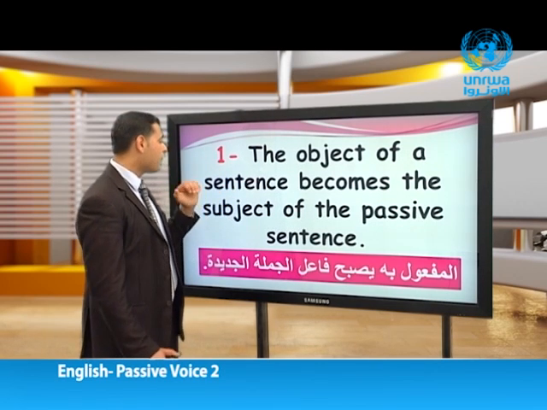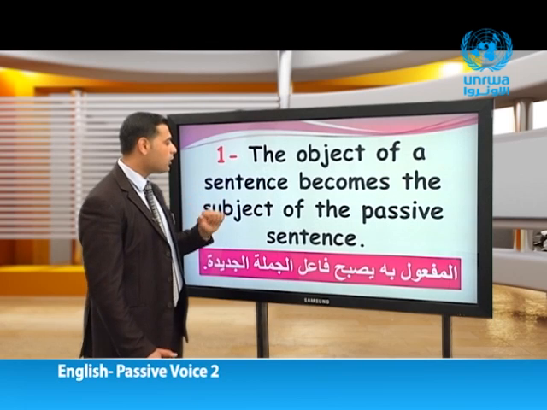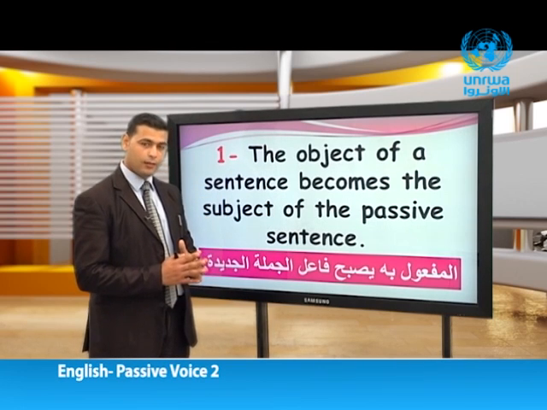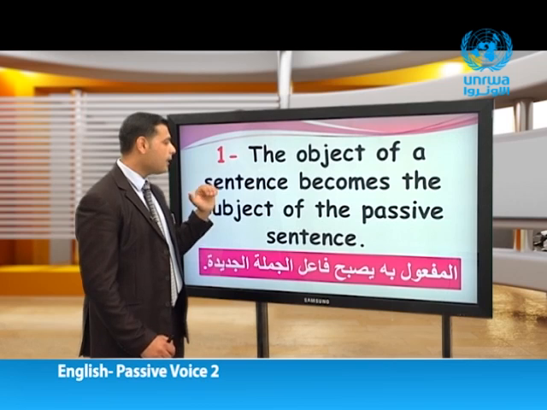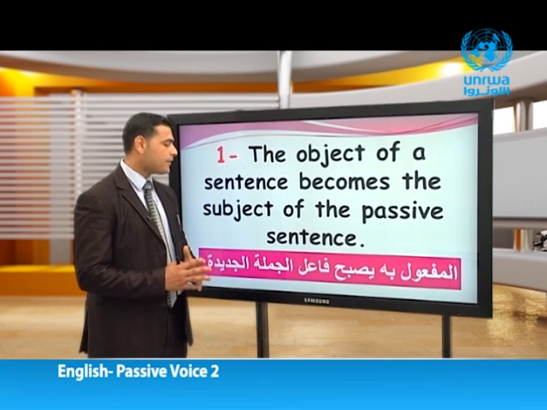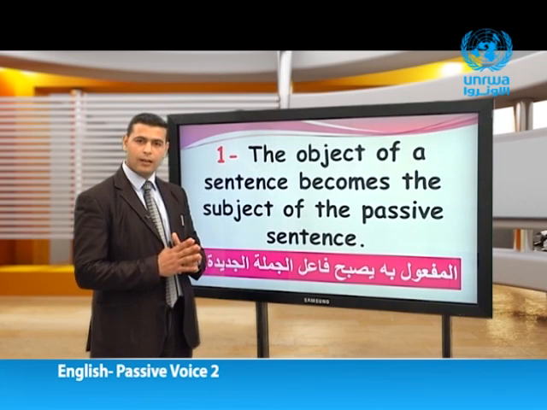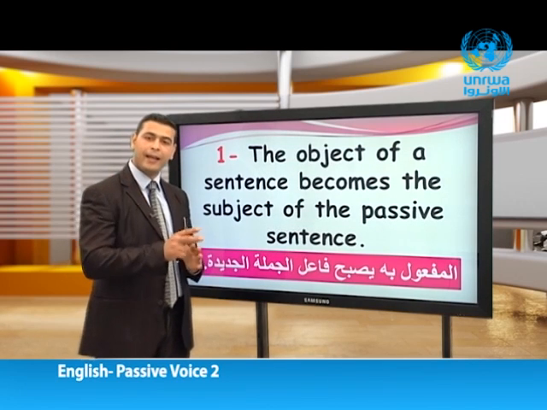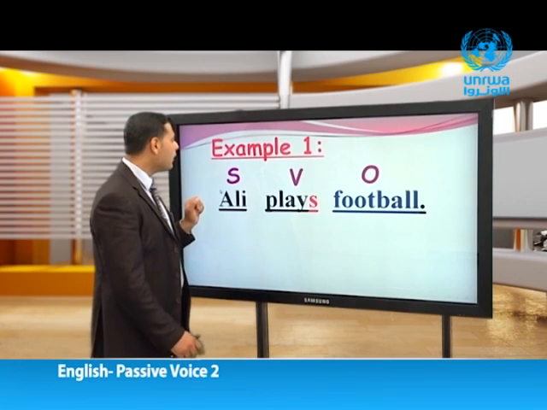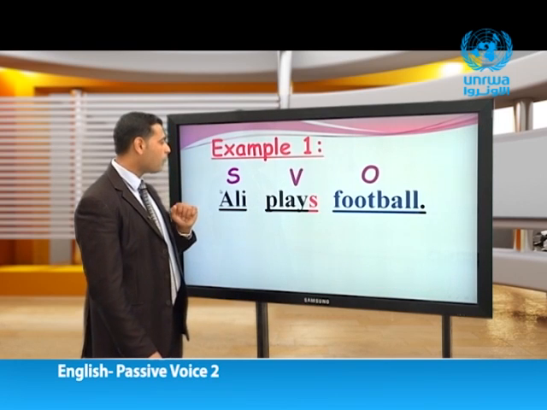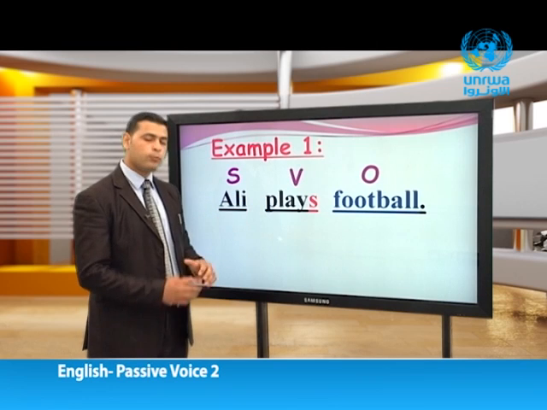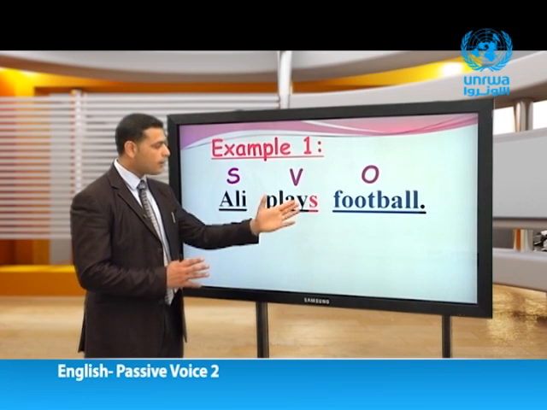The object of a sentence becomes the subject of the passive sentence. Again, the object of a sentence becomes the subject of the passive sentence. المفعول به يصبح فاعلا للجملة الجديدة. لننظر إلى هذا المثال. Example number 1. Ali plays football.